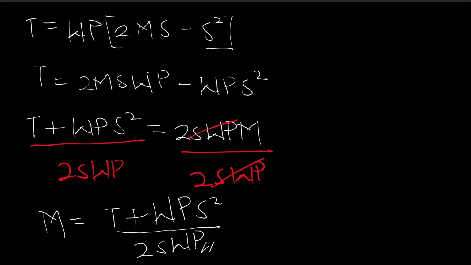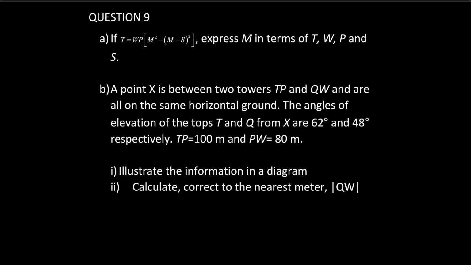So moving on to question 9b. A point X is between two towers TP and QW and are all on the same horizontal ground. The angles of elevation of the tops T and Q from X are 62 degrees and 48 degrees respectively. TP is equal to 100 meters and PW is equal to 80 meters. (i) Illustrate the information in a diagram. So for 9b(i), you are being asked to illustrate the information in a diagram.